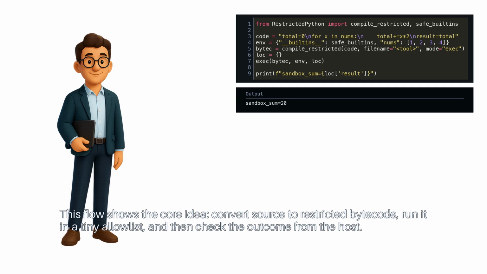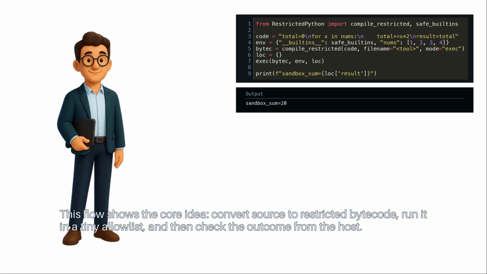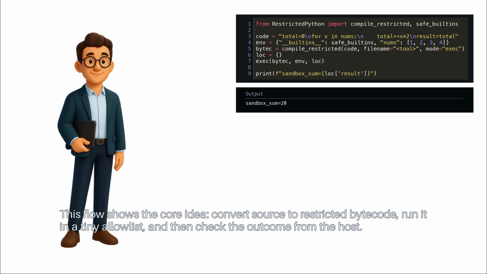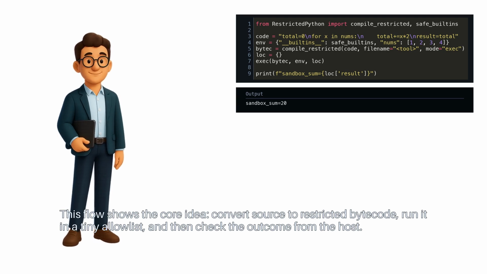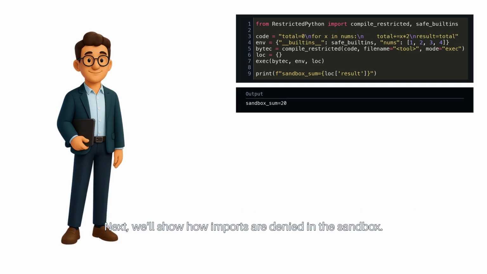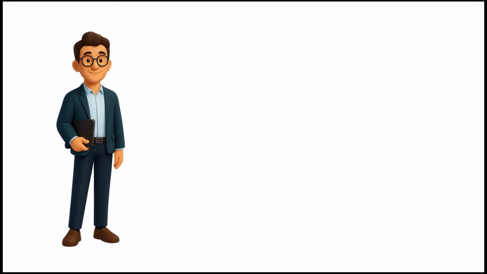This flow shows the core idea. Convert source to restricted bytecode, run it in a tiny allow list, and then check the outcome from the host. Next, we'll show how imports are denied in the sandbox.